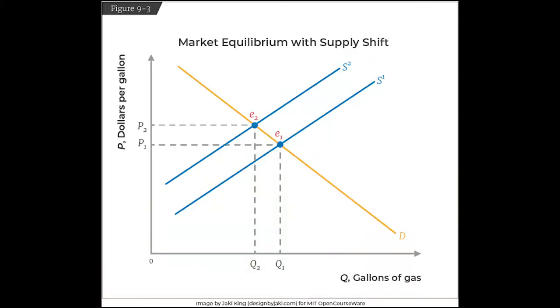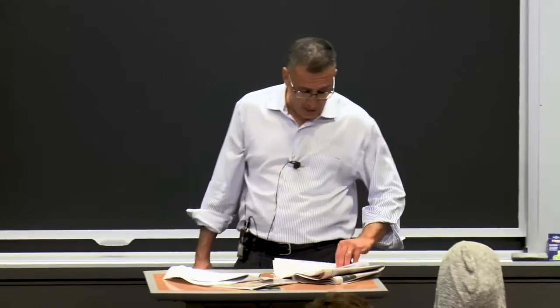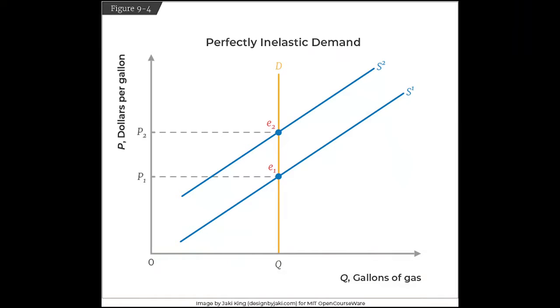For example, figure 9.3, the figure we're just looking at, shows what happens when the supply shifts with a standard downward sloping demand curve, which is that the price goes up and quantity falls. However, imagine instead we had perfectly inelastic demand, for example for insulin. Figure 9.4 shows that if demand is perfectly inelastic, quantity won't change if there's a shock that shifts up the supply curve, like war in the Middle East.